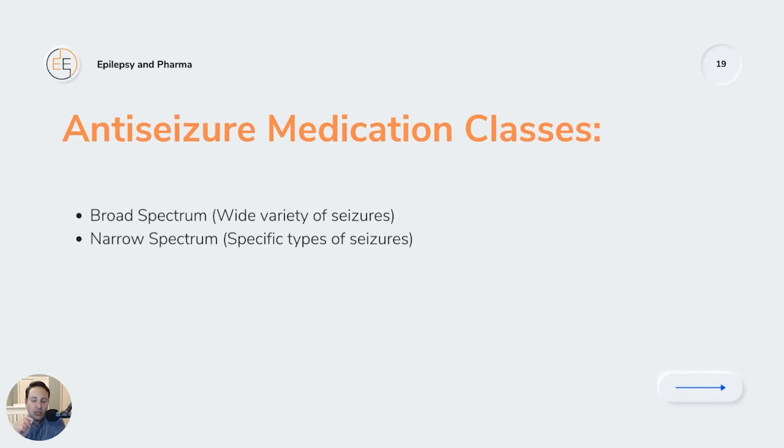So ASMs are generally categorized into two main groups. You have the broad spectrum and narrow spectrum. Broad spectrum drugs are medications used to treat a wide variety of seizures, while narrow spectrum drugs are prescribed for a specific kind of seizure, say, for example, focal seizures.